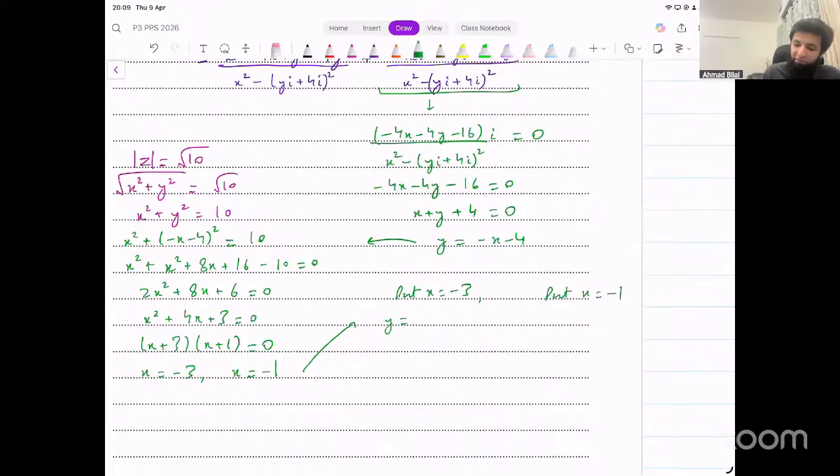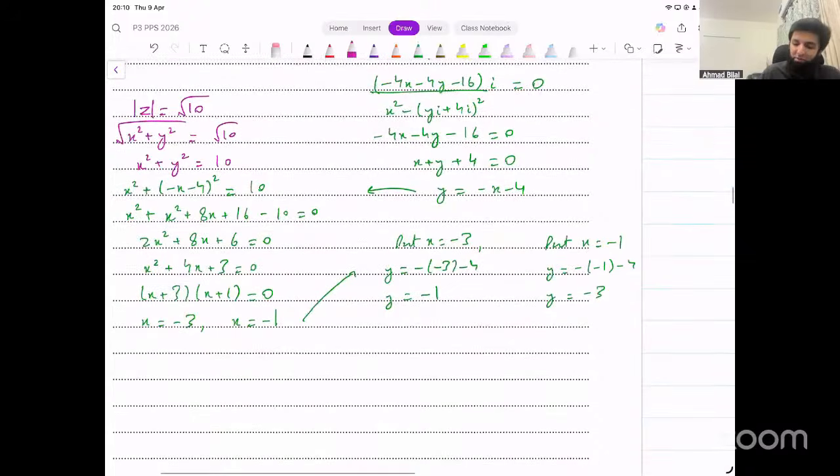The corresponding y values turn out to be minus into minus 3 minus 4, which is minus 1 here. And the other one turns out to be y equals minus into minus 1 minus 4, which is y equals minus 3. Right? So what are the possible values of that number z? z could be minus 3 minus iota, or z could be minus 1 minus 3 iota. These are the two possible values of z that we end up getting from this.